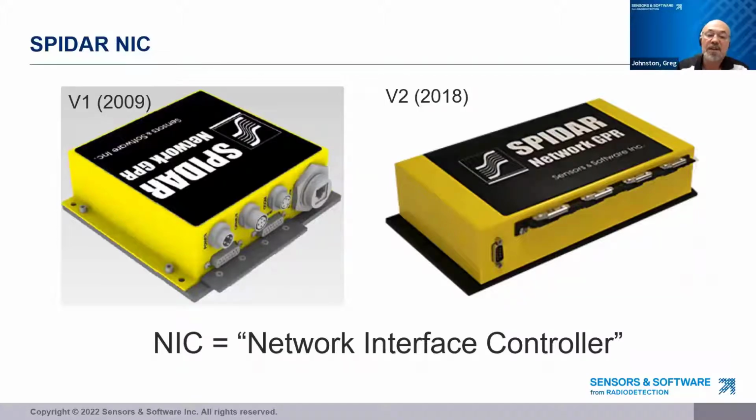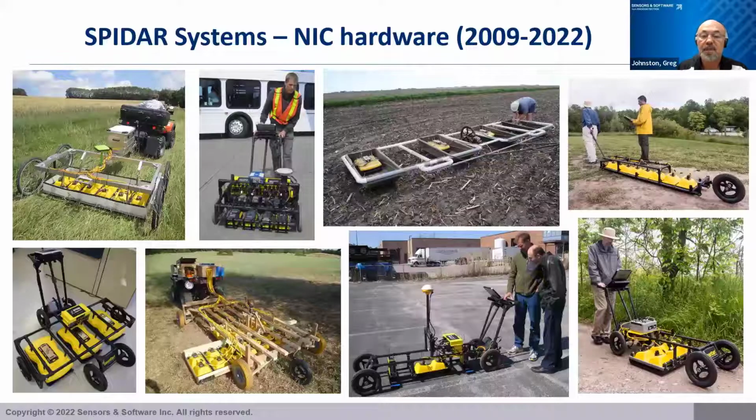In 2009, Sensors and Software released the first generation of NIC, the Network Interface Controller. This is hardware that controls our standard GPR products, such as noggins and pulse echo systems. In 2018, we released version 2 of the NIC. We call systems that use the NIC hardware to control one or more GPR systems SPIDAR systems. You may have heard about SPIDAR systems because they have been around for about 13 years now.